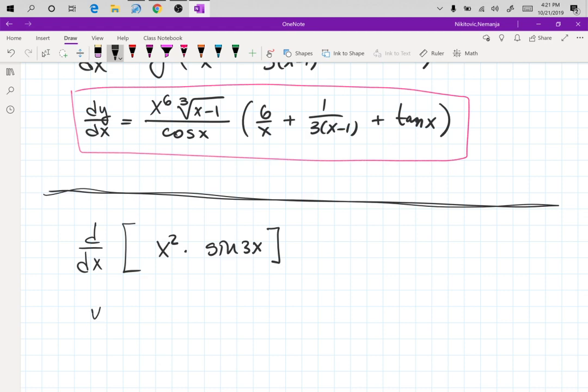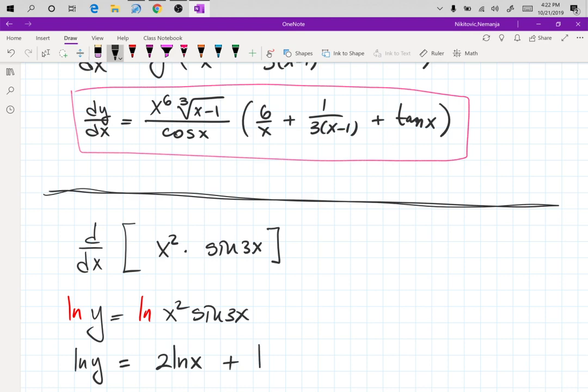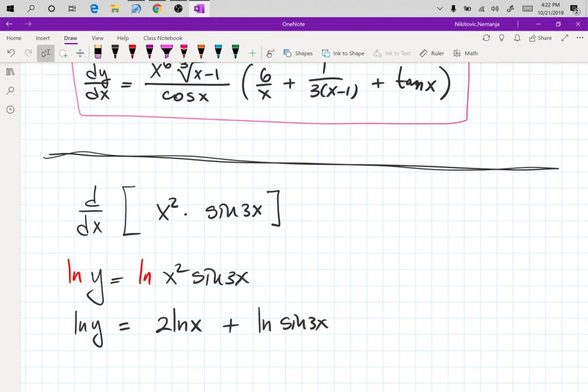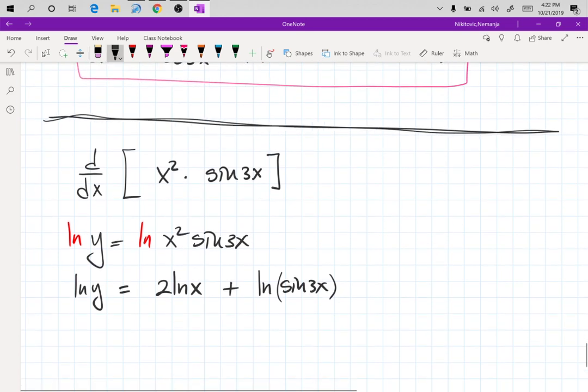Standard stuff. y equals, leave some space, x squared sine 3x. And then we put ln on both sides. Then we have ln y is equal to 2 ln x plus ln of sine 3x. You cannot break the 3x because it's buried inside the sine. So you just have to leave it like that, which is okay.